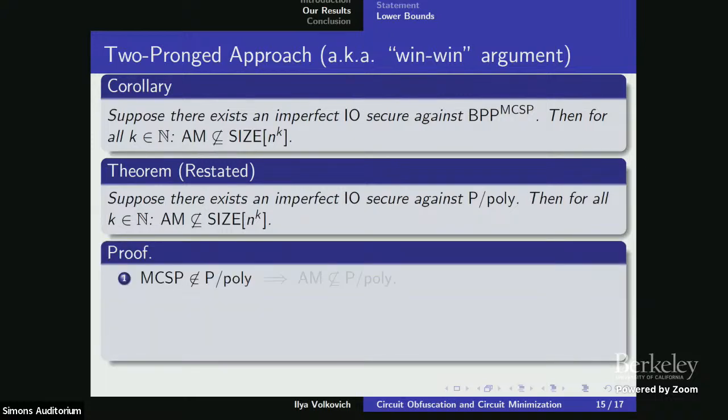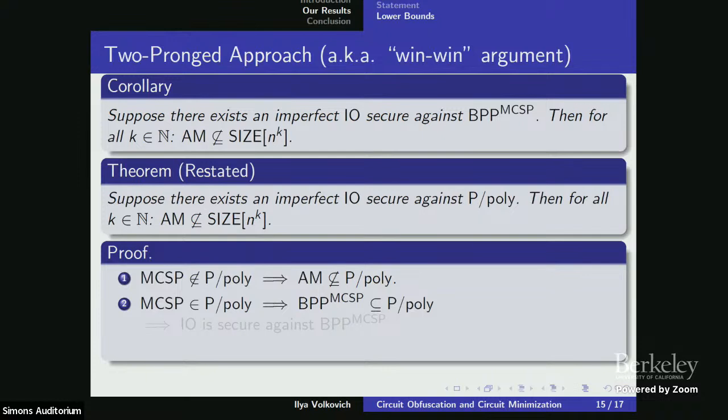If MCSP is not in P/poly, we're already done, because MCSP is in NP, which is in AM, so we're done. AM is not in P/poly. The other case is more interesting. What happens if MCSP is in P/poly? Something interesting happens, I think. MCSP in P/poly means in particular that BPP to the MCSP is in P/poly. This is a standard Adleman trick to do that.